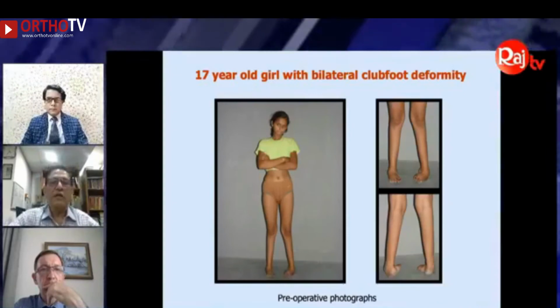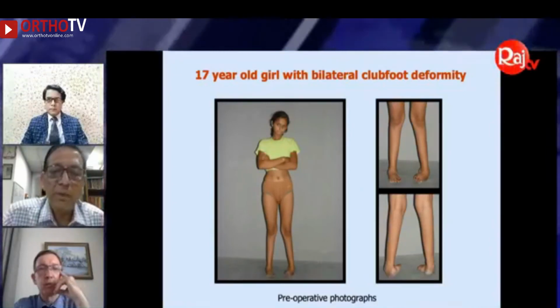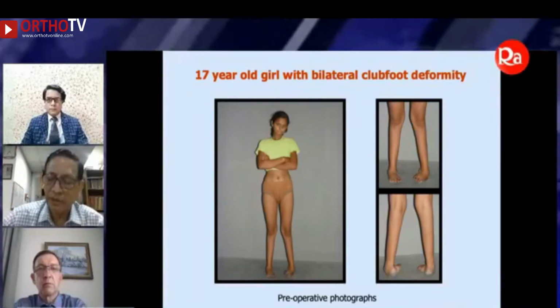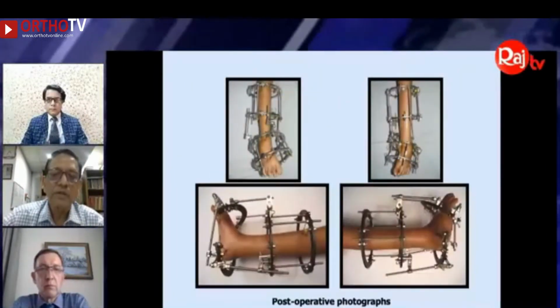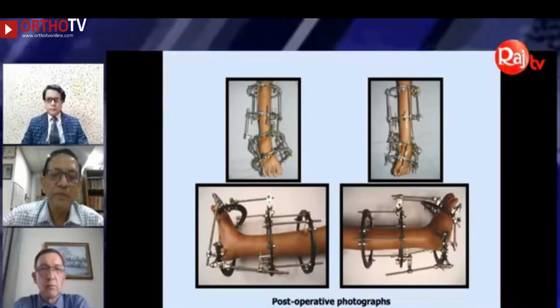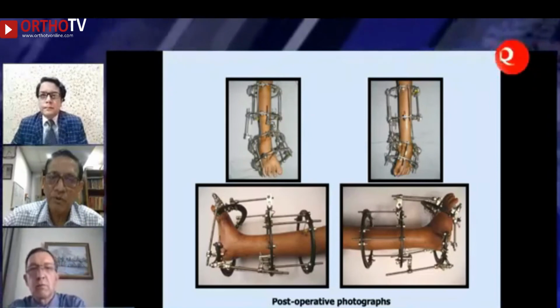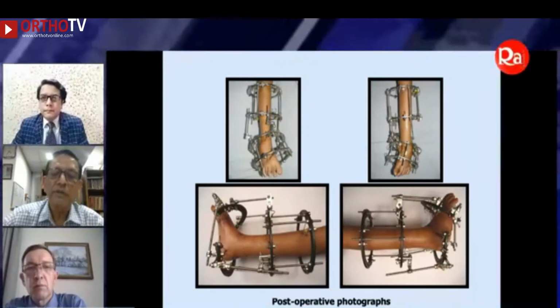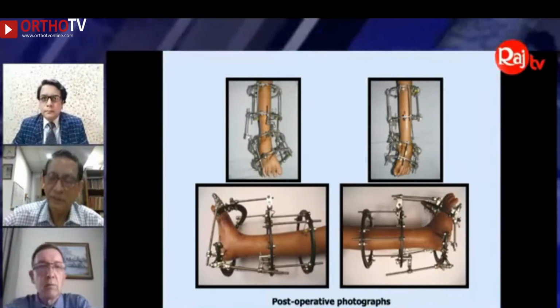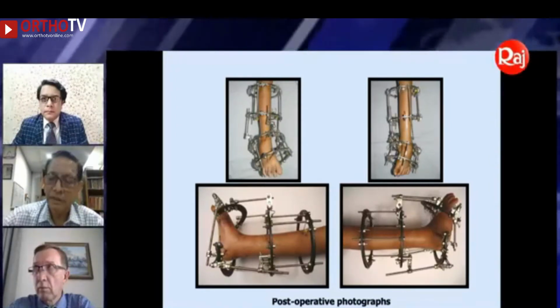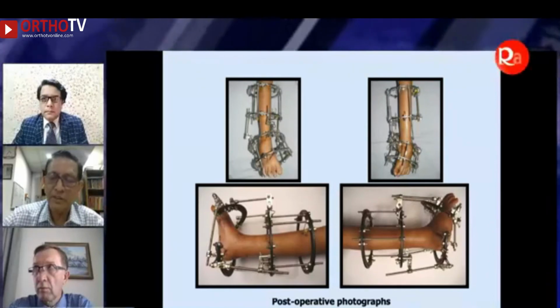So this is a young girl, aged 17 years, with a bilateral clubfoot deformity. One or two surgeries were performed there. After that, we applied the same. First of all, we corrected the pronation of the forefoot. And after that, when this deformity was corrected, we applied another thing here. You can see there, we corrected the equinus by putting the calcaneus ring there.